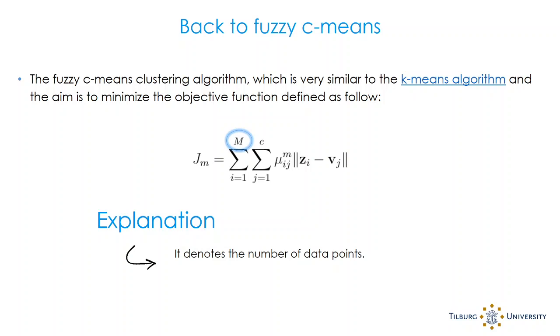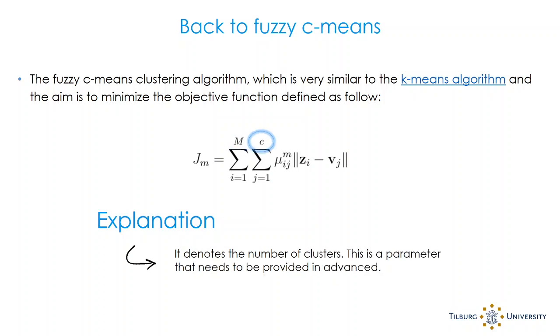First we need to understand the main components. The first component we have here is M, capital M. It denotes the number of data points in the data set we are going to use in order to discover the clusters.